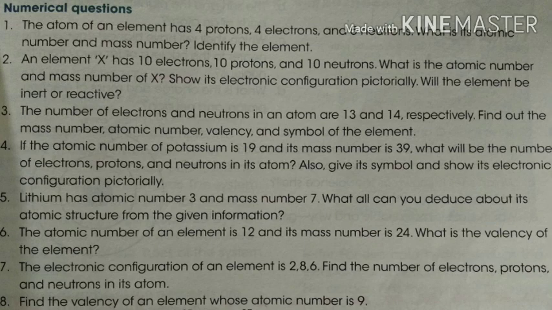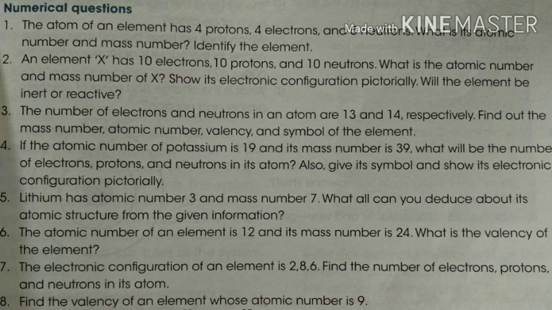Question 5. Lithium has atomic number 3 and mass number 7. What all can you deduce about its atomic structure from the given information? Since its atomic number is 3, it has 3 electrons and its atomic structure will be with 3 protons and 4 neutrons in its nucleus.